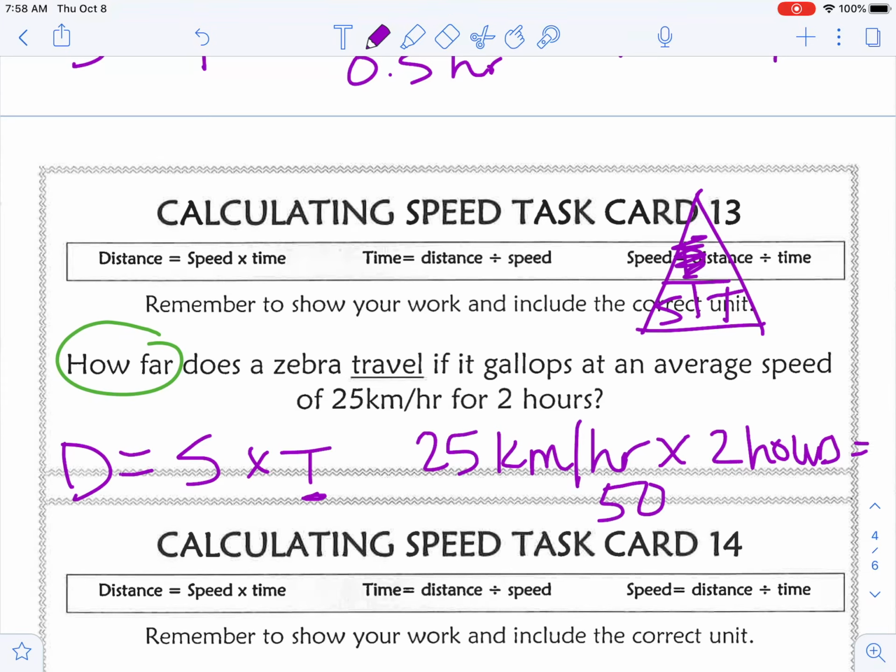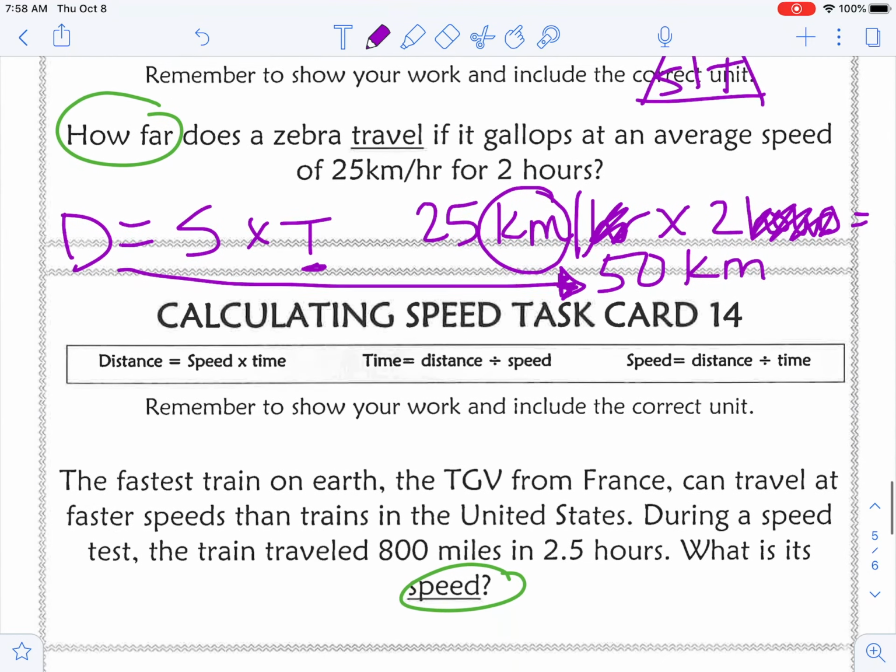Okay, so now I'm ready to find my units. I'm going to look to see if I can cross anything off. Do I have units? And I do. I have hours on this side, and I have hours on that side, leaving me just with kilometers. So when I double check, does that make sense? That distance would be 50 kilometers. Kilometers is a distance measurement, so yes, it does.